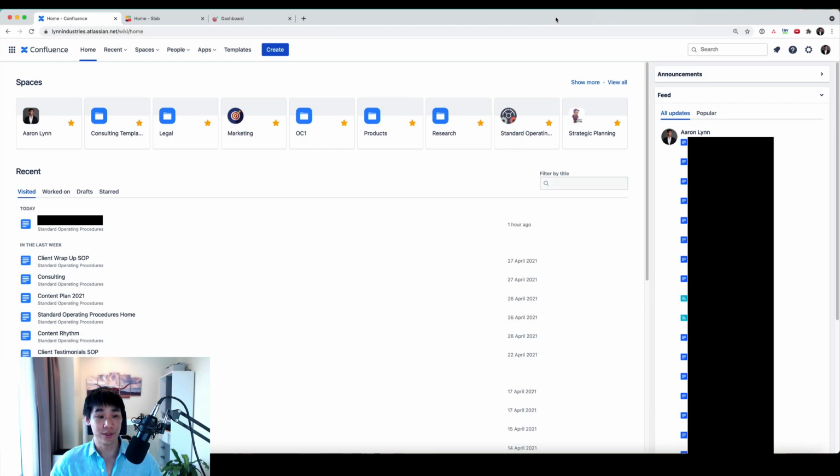Okay, so Confluence is the industry standard knowledge base product on the market today. It's developed by the good folks in Australia at Atlassian, and it's been on the market for some 10 plus years. So it is a very stable, a very mature product, and it just plain works.